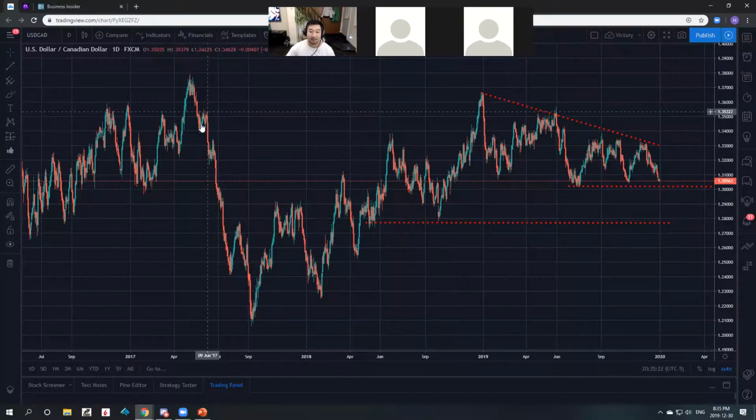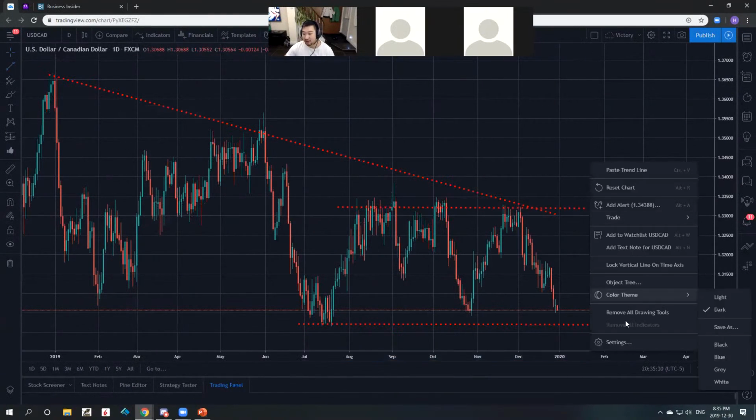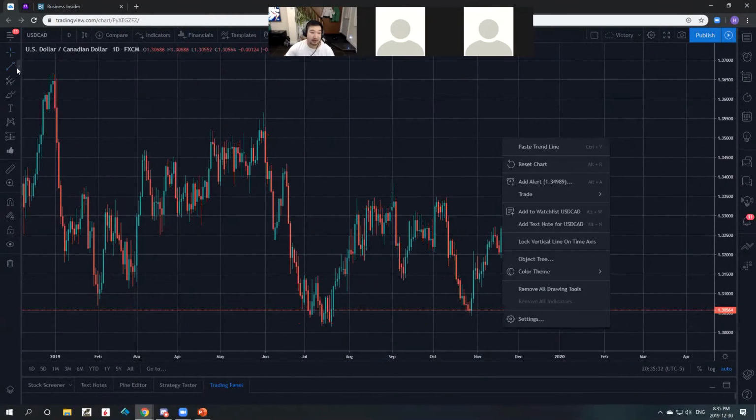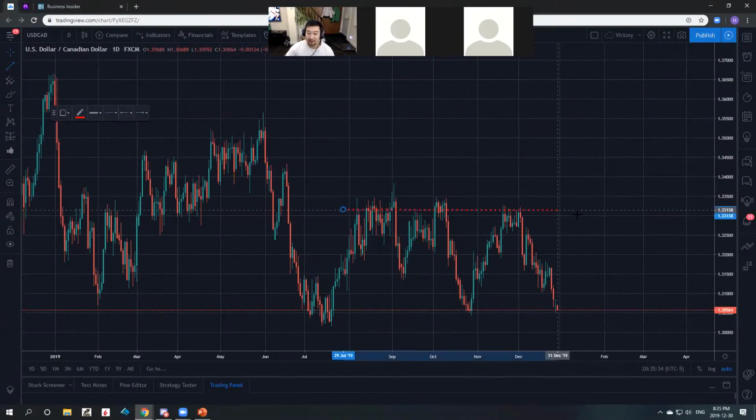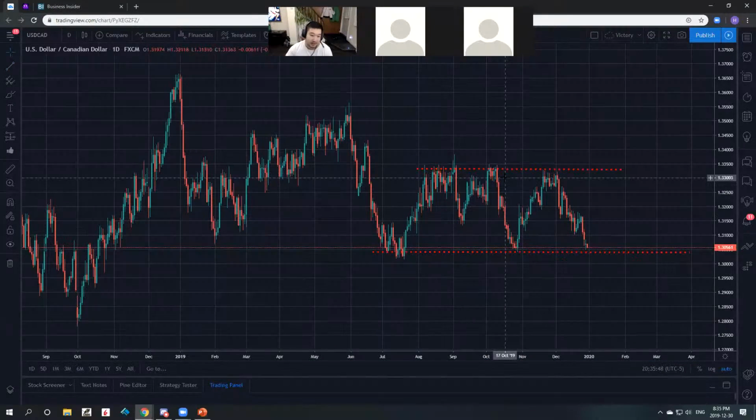So if I plot a line up here that ran through these 3 points, let me clear all this, that ran through these 3 points here, I am plotting a resistance point. That's my resistance point. And if I do this, then I am plotting my support point. So that's support, that's resistance in the markets. And support becomes resistance and resistance becomes support.